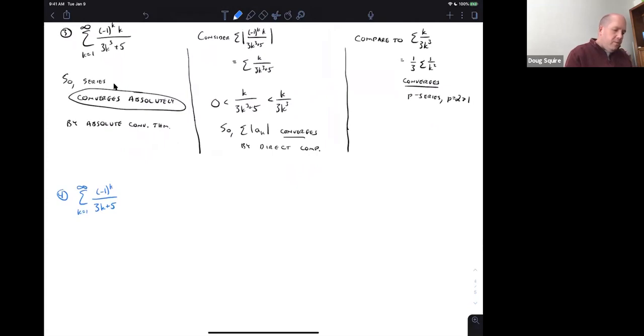Okay, so based on what we did on the previous problem, we should start by saying, okay, consider the sum of the absolute value of a_k. And if you want to write things a little bit quicker, I will assume if you write a_k that you mean the original series, unless you tell me otherwise. Does that make sense? So if I want to shorthand it, I can write the sum of the absolute value of a_k. That's equal to the sum 1 over 3k plus 5.